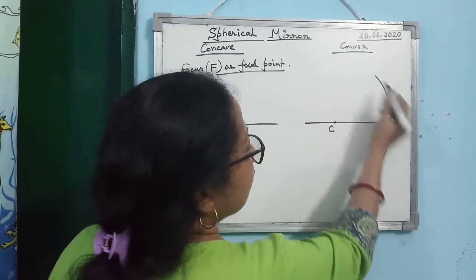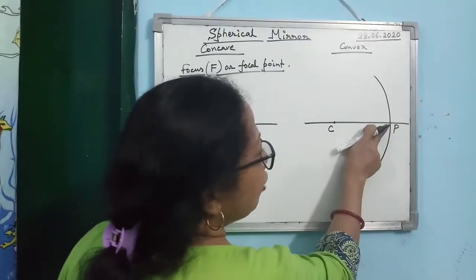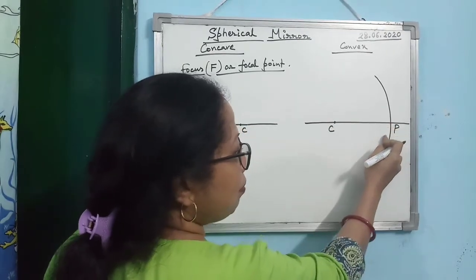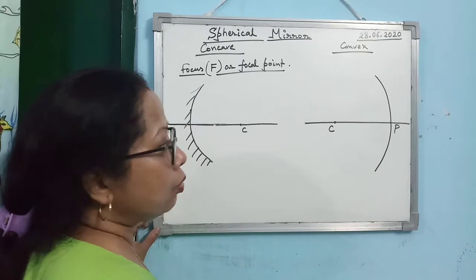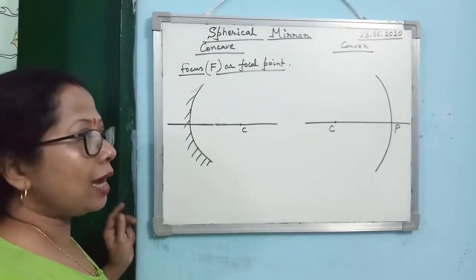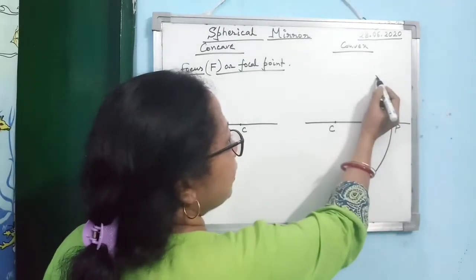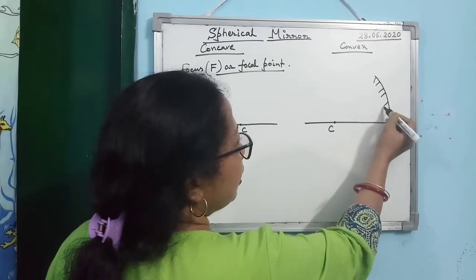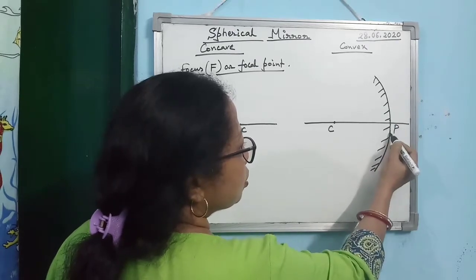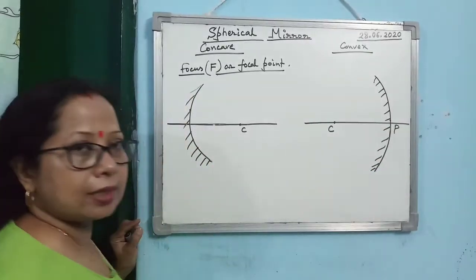And when you draw the curve, take care that the number of lines you are covering above the principal axis, the same number of lines you cover down also. Means this length and this length you make equal, and take the advantage of the ruled line. And for the convex mirror, you know that the inner surface is silvered. So don't forget to give these shaded symbols.